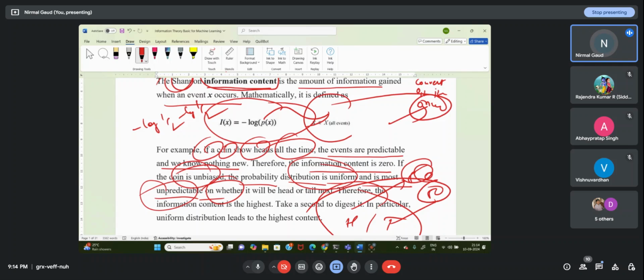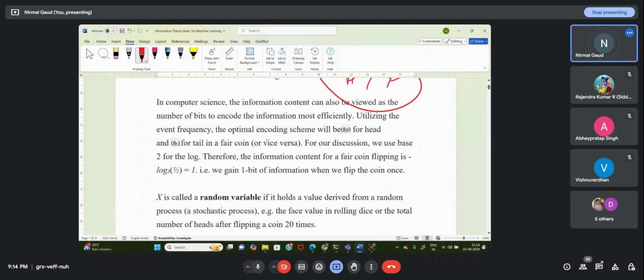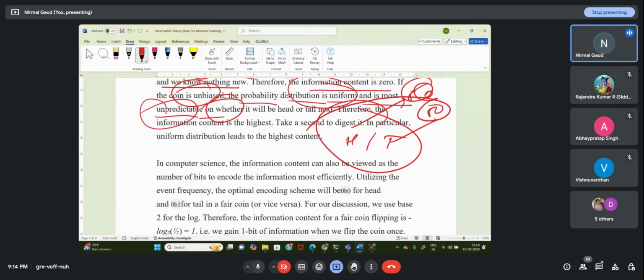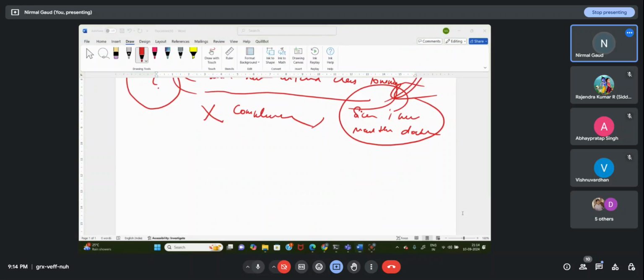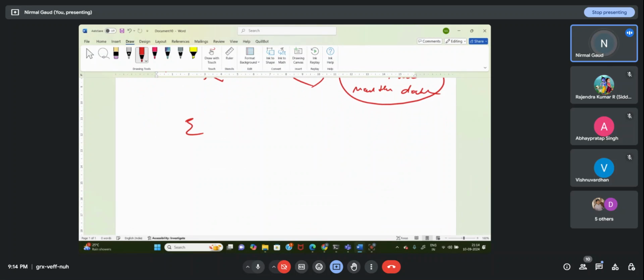Actually, I need to consider all the possible events. You will put a summation in this formula. Let me show you here: summation of minus log of p x. That means consider all the events, the log of the probability, whatever result you are going to get.